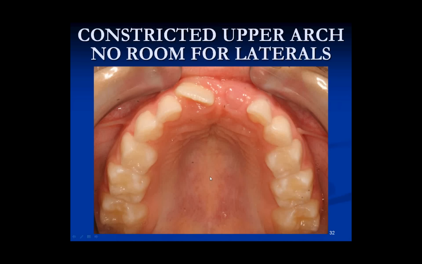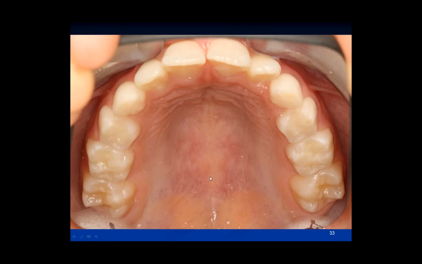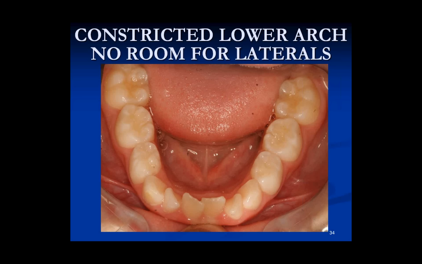So there's the constricted arch, and there we have room for all the teeth. Now, he never came back. He never came back for treatment because obviously I expanded the arch, made room for all the teeth, and hopefully all the permanent teeth came in correctly, and he didn't need any further treatment. Now, he was also narrow in the lower. So you can see the two permanent central incisors are crossed over. The laterals are blocked out, and so we need to expand the lower arch also.